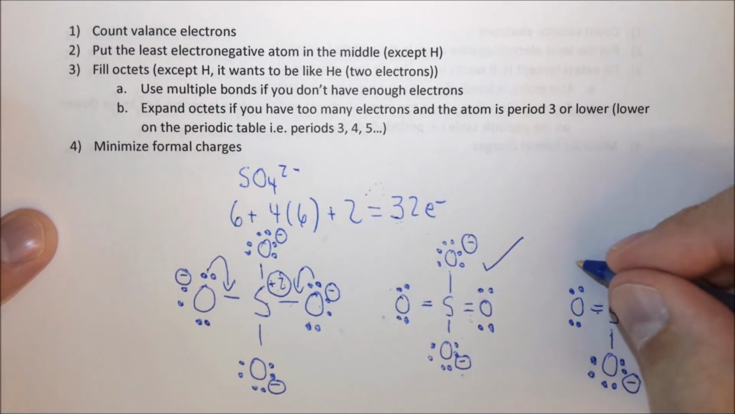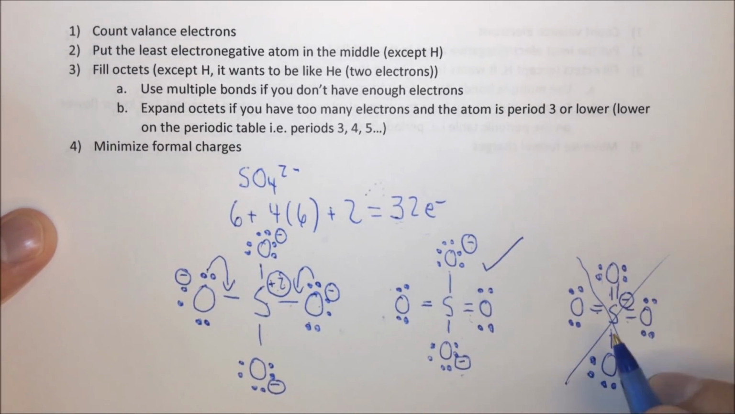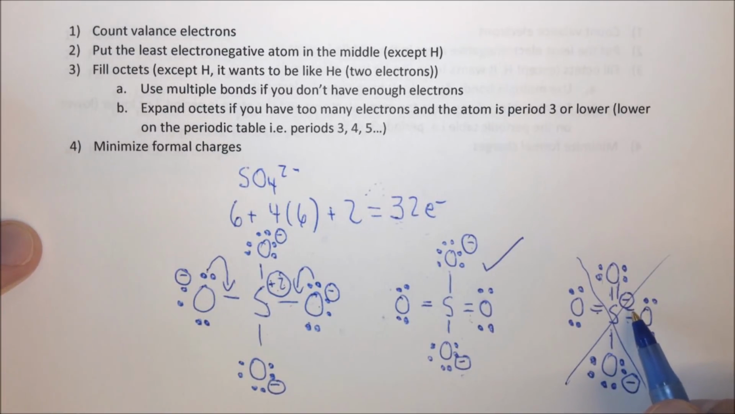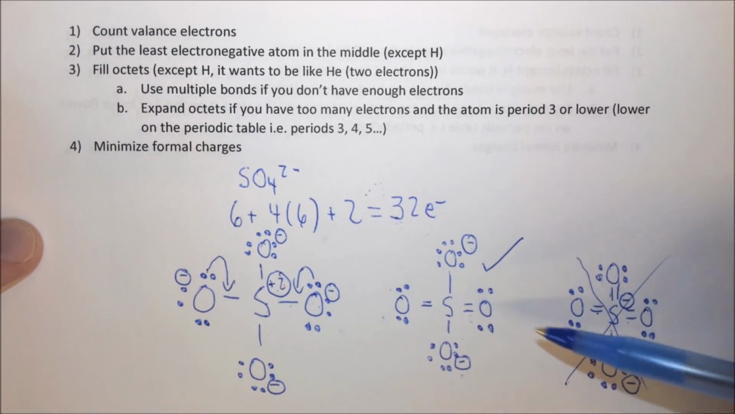This is a better Lewis structure than this because the central atom, the least electronegative atom, having a negative formal charge is not ideal. Note that this also works for positive formal charges. If you have a positive formal charge, you want to have it on the central atom, or the least electronegative atom. You wouldn't want to have a positive charge on a more electronegative atom. So this is a better Lewis structure, not because it has fewer formal charges, but because it has the formal charges on the more electronegative atom.